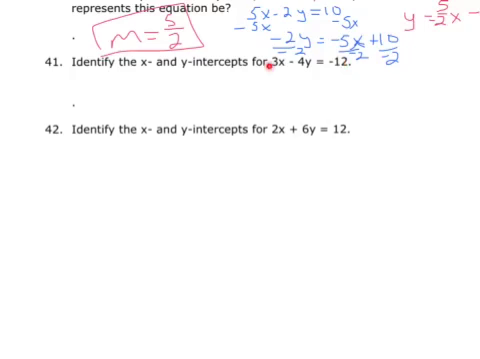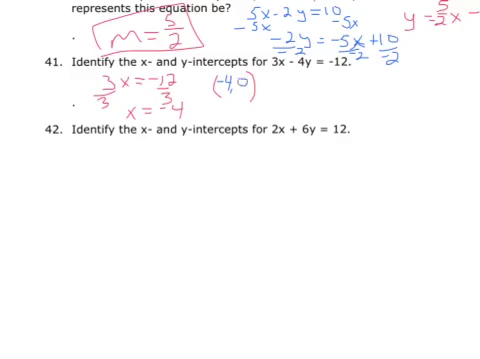So to find the x-intercept, we end up writing 3x equals negative 12, because we've made y 0, we've gotten rid of it. So we divide by 3, and we get x equals negative 4. So the x value was negative 4, and the y value was 0 in this problem for the x-intercept.